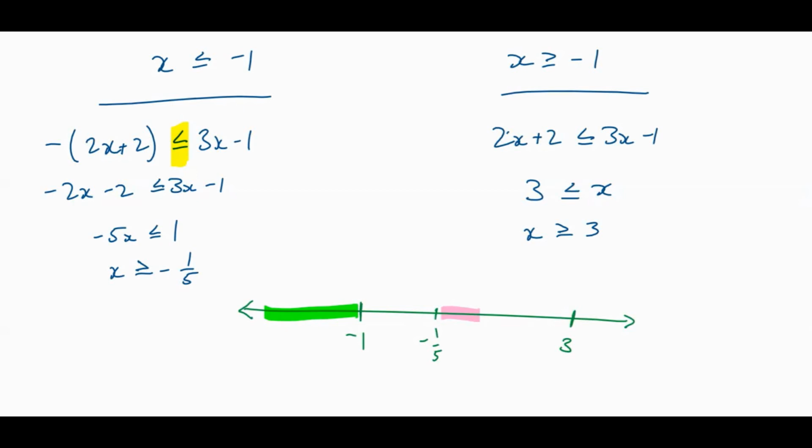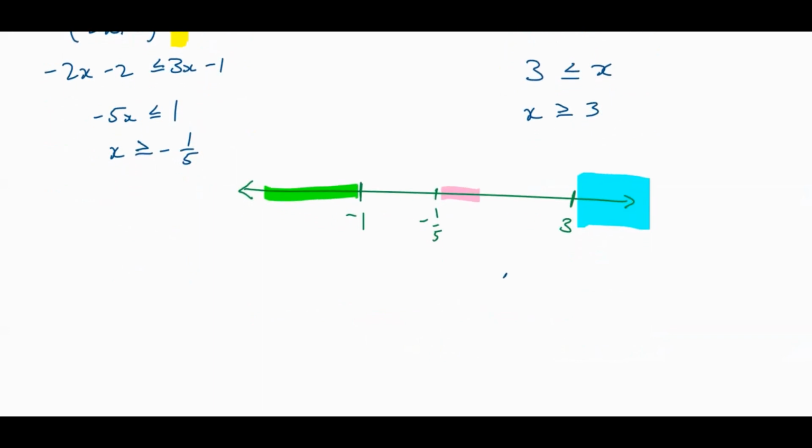What numbers are greater than -1 and greater than 3? Anything greater than 3. But if it's greater than -1 down here, it's not also greater than 3. It has to satisfy both. So my solution is therefore x greater than or equal to 3.